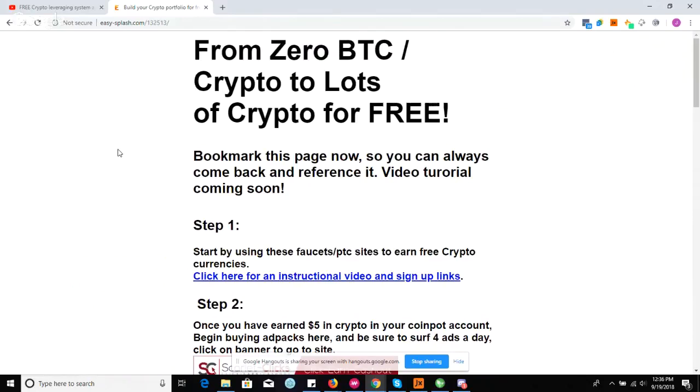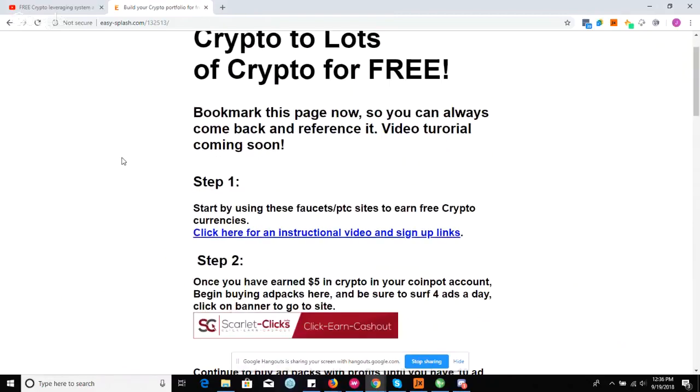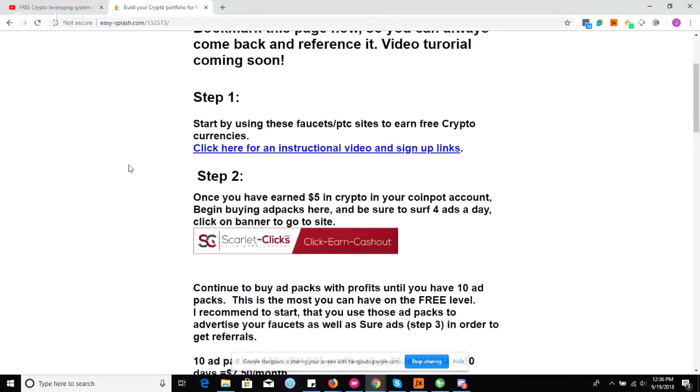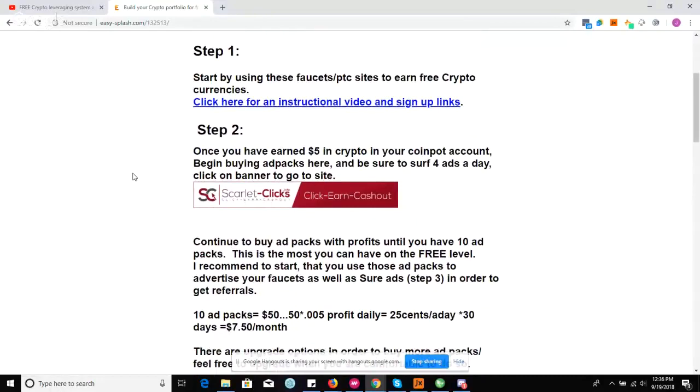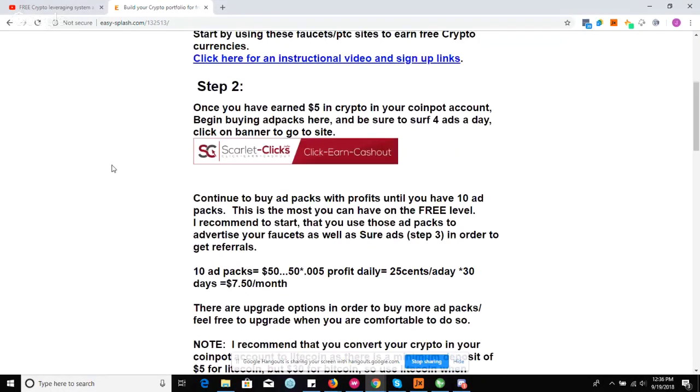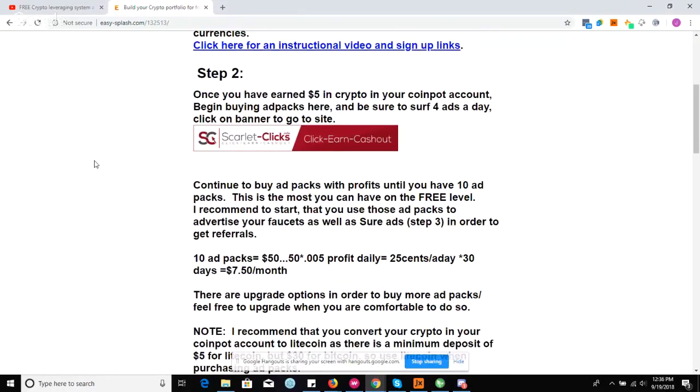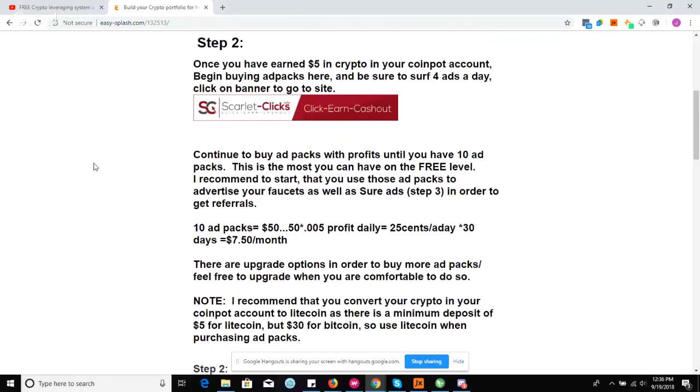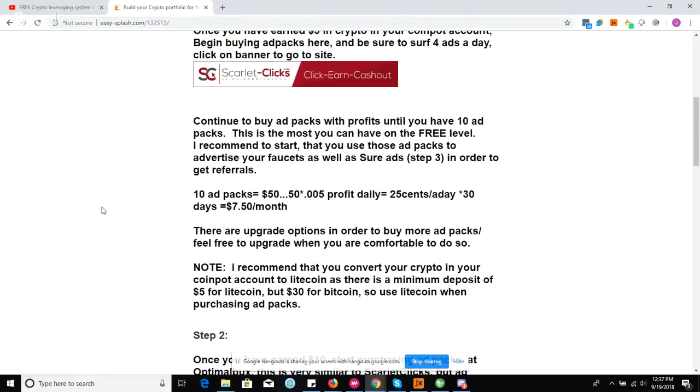With Scarlet Clicks, you get more advertising for your ad packs, but you can purchase fewer ad packs at the free level. In Optimal Box, you can purchase quite a few ad packs at the free level. It's 100, which is a lot, but the advertising is a little different. They all have their pros and cons. That's why using both of them together is great. You also get advertising credits, so that you can advertise other companies.